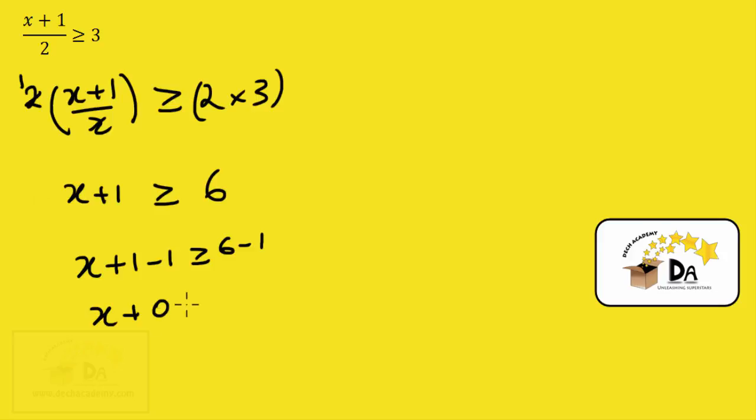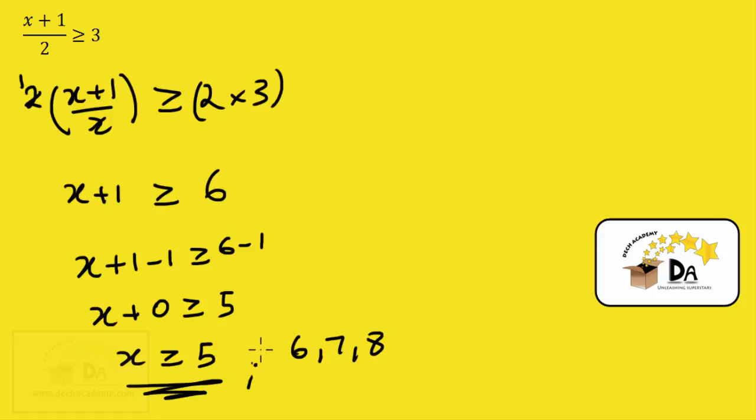1 minus 1 is 0. 6 minus 1 is 5. So we have x is greater than or equal to 5. And that's the solution. So the three possible values for x are 5, 6, and 7. X can be 5 because the inequality says x is greater than or equal to 5. So x can be 5 and any number greater than 5.